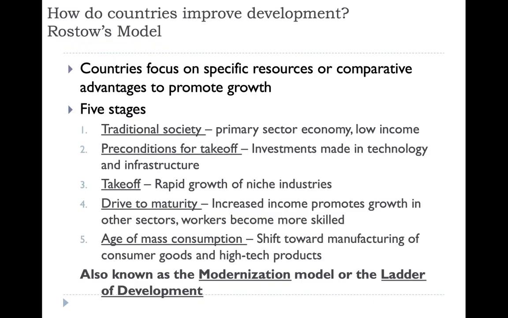Okay, so last couple things. How do countries improve their development? We have a couple models that geographers came up with to describe this transition from one stage to the next. Countries can focus on specific resources or comparative advantages to promote growth. This is Rostow's model, which has 5 stages. Traditional society: these are going to be your less developed countries. The majority of people work in the primary sector, low income.